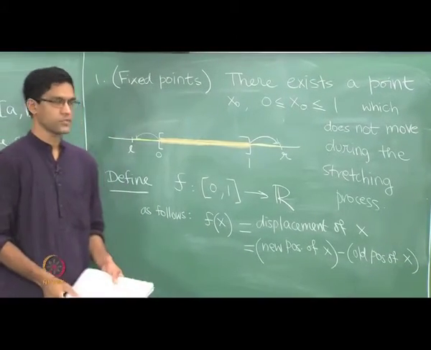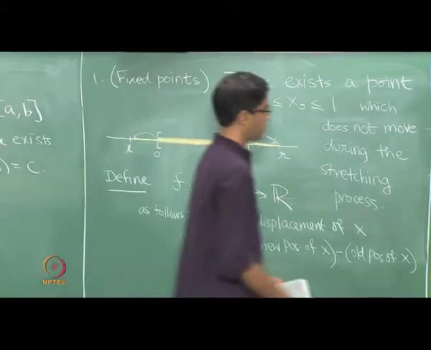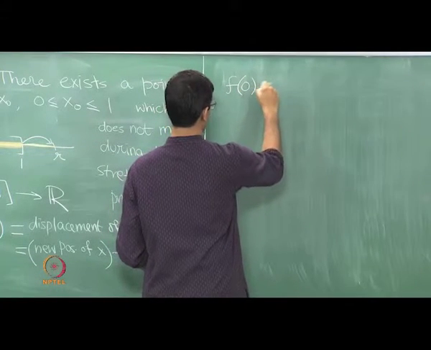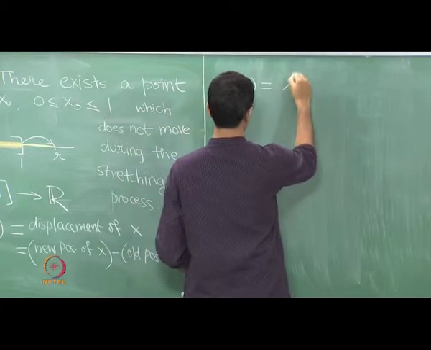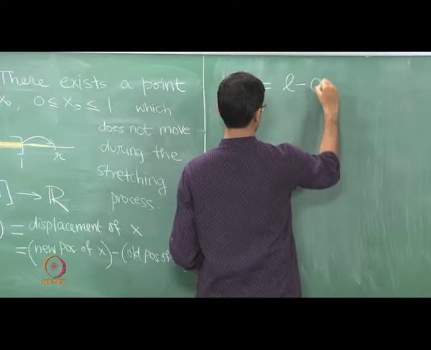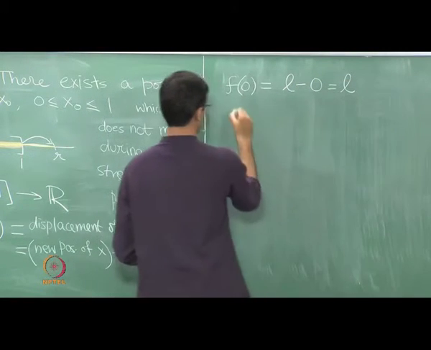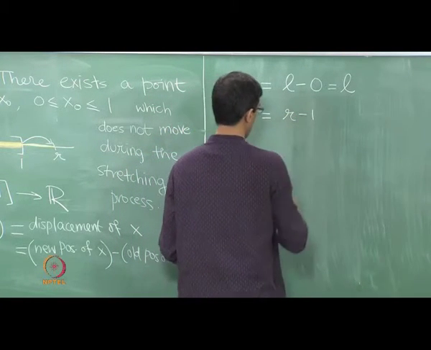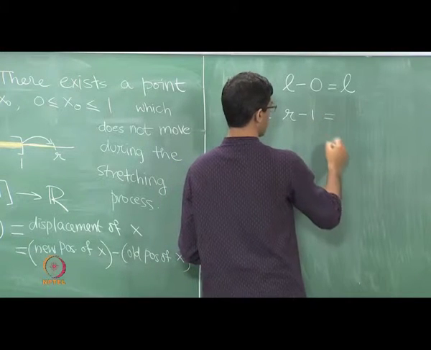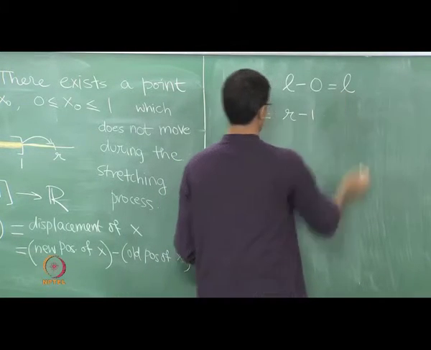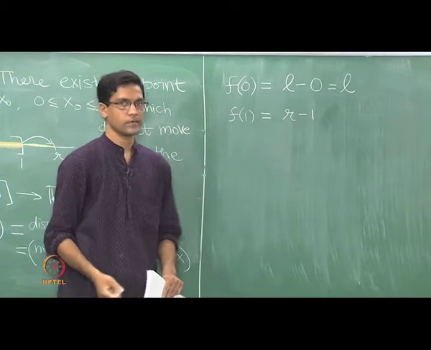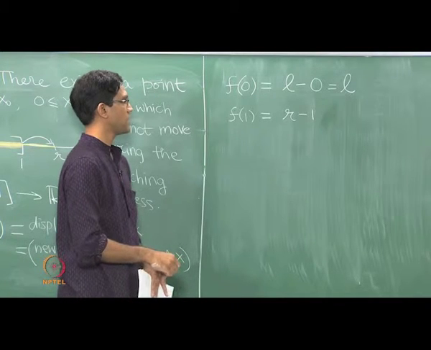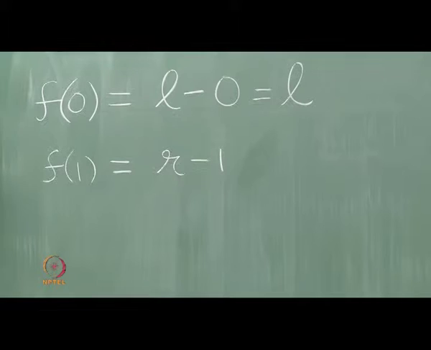Okay, so my function f is just the displacement function, and let's figure out what this does to the two endpoints. The left endpoint 0 is now displaced by what? Well, the new position is L, the old position was 0, so this is L. The right endpoint 1 is now at the point R, it was originally at 1, so this is R minus 1. So here are the two values of displacement. The left endpoint is displaced by L, the right endpoint is displaced by R minus 1.